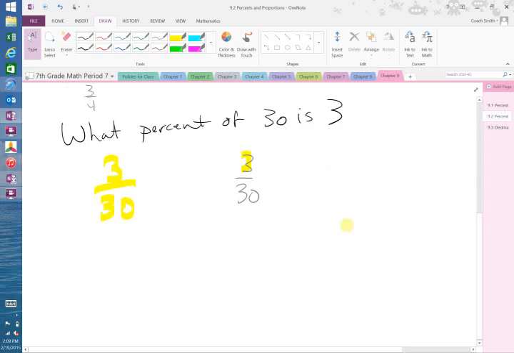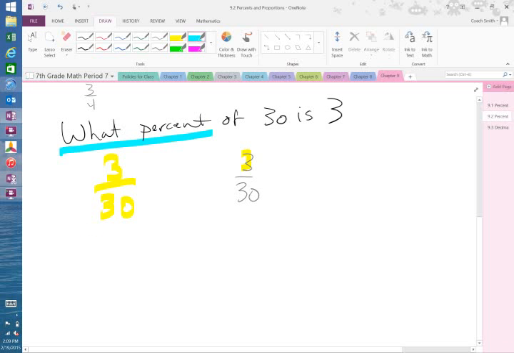Now let's talk about the word sentence. Obviously, what percent means P. This is B. This is A. If you find the "of" in every single sentence, the P and the B will be on one side or the other of the "of" every single time.